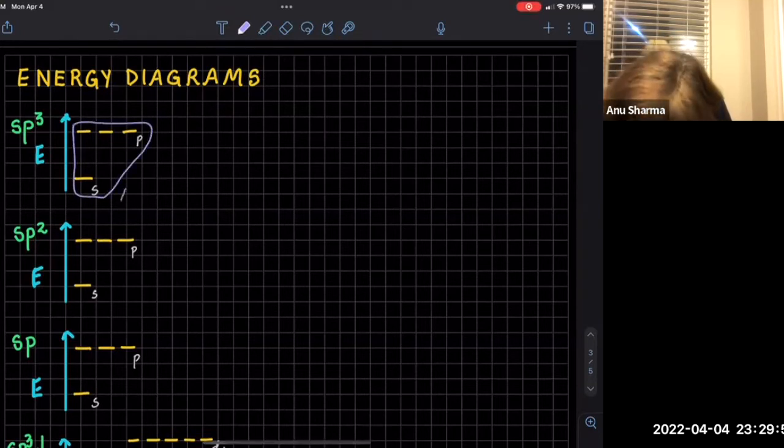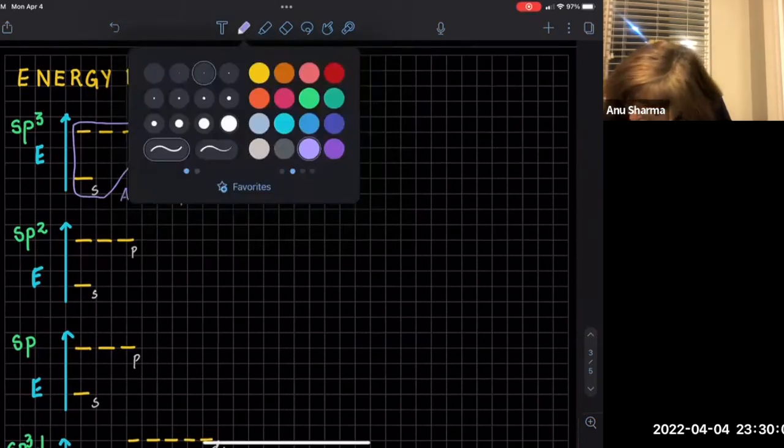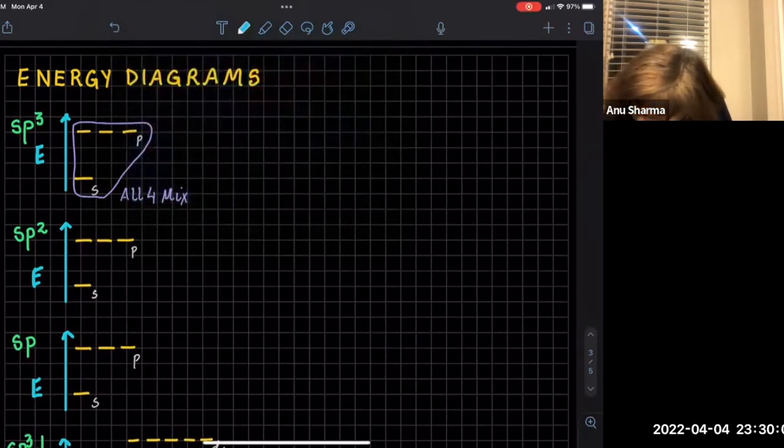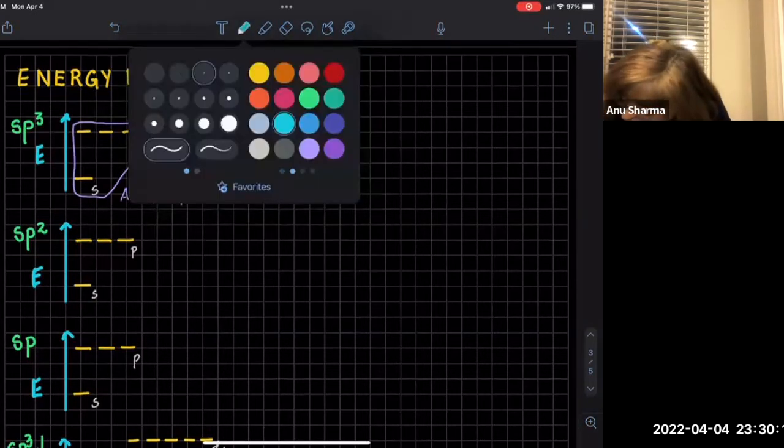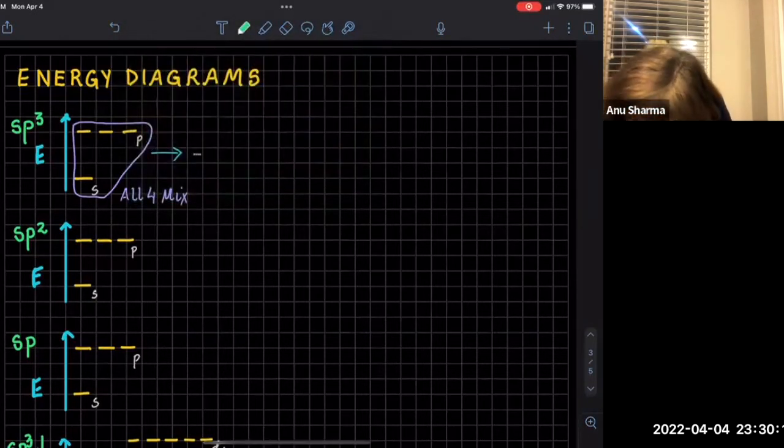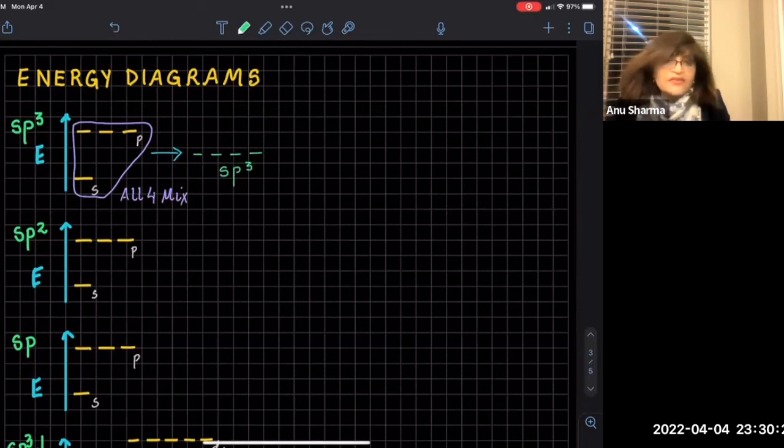So all four mix. And when all four mix, what happens then? The energy of the P's gets lowered, and the energy of the S is a little bit increased, but the P's is lowered. So once you have these, then you have new orbitals, sp3. All four of them will form sp3. These are the hybridized orbitals.